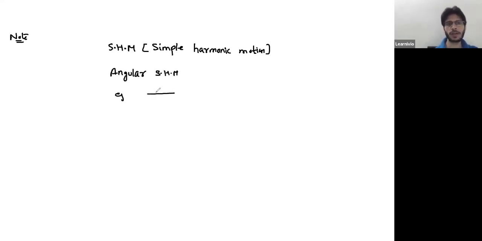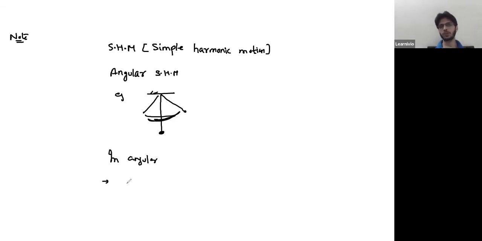The best example of angular SHM is that of a pendulum. If you take a pendulum and you disturb it, it keeps on oscillating about its mean position. So the motion of a simple pendulum is basically angular SHM. So in angular SHM, the first point is your system oscillates. This is an oscillation.